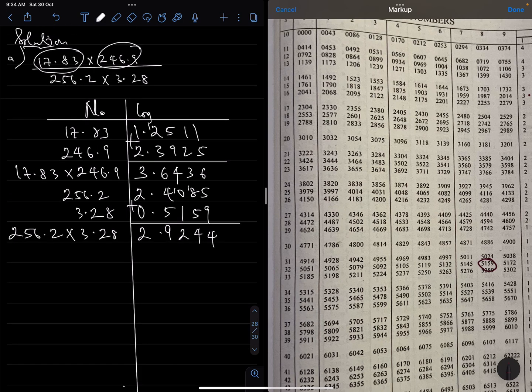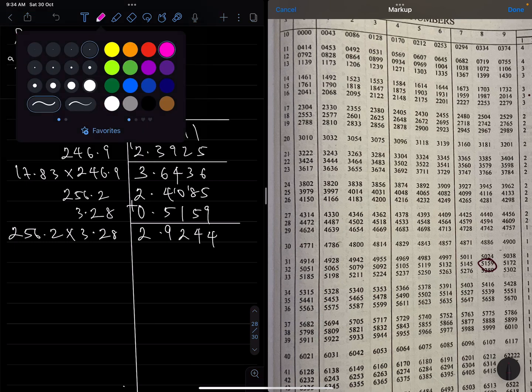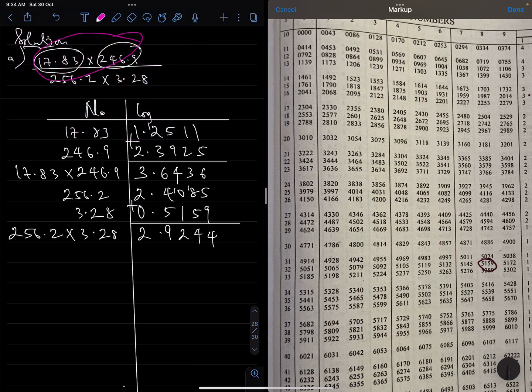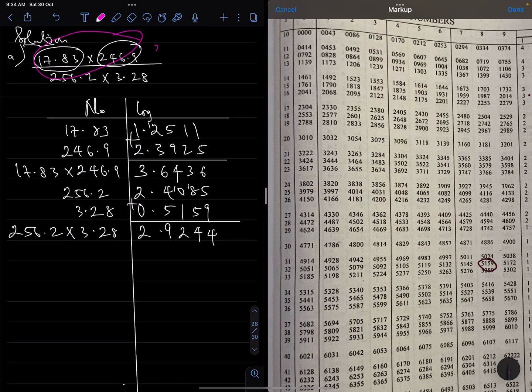What did we get as the logarithm of the numerator? 3.6436. And for the denominator, what did we get? 2.9244. I just wanted to mark it for you to see. Exactly. Now that you are dividing, you subtract the logarithm of the denominator from that of the numerator. Do you understand? So that's what I'm doing now.